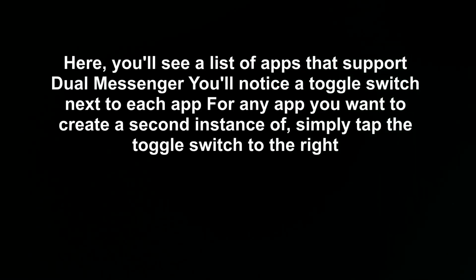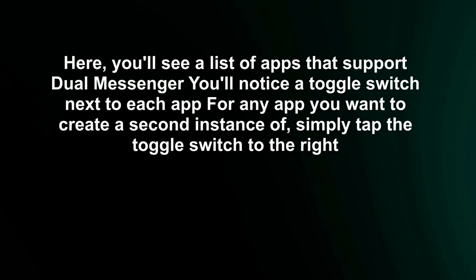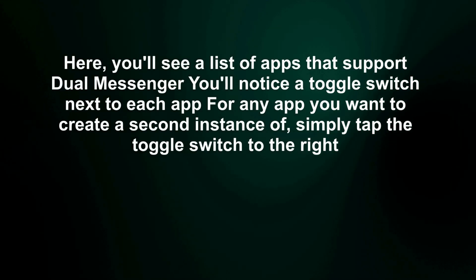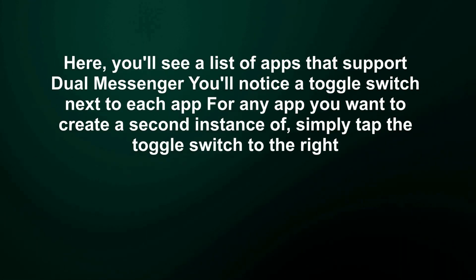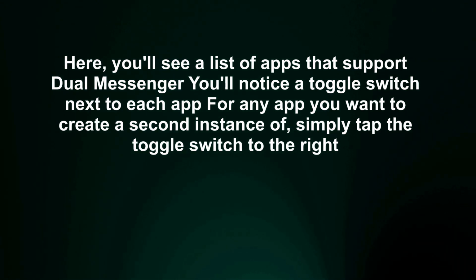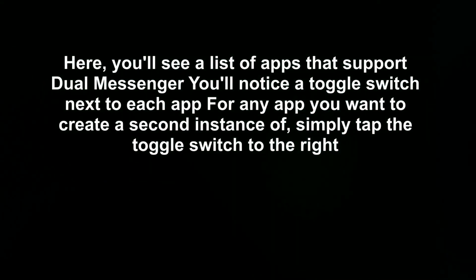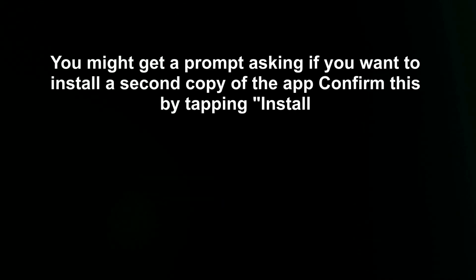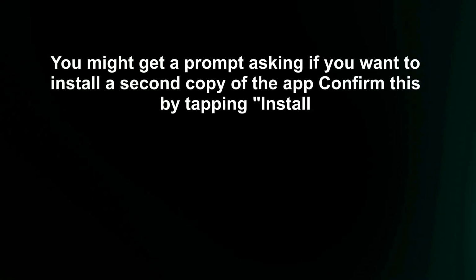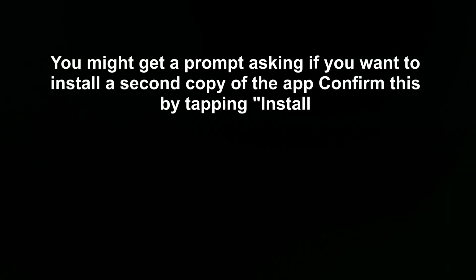Here, you'll see a list of apps that support Dual Messenger. You'll notice a toggle switch next to each app. For any app you want to create a second instance of, simply tap the toggle switch to the right. You might get a prompt asking if you want to install a second copy of the app. Confirm this by tapping Install.